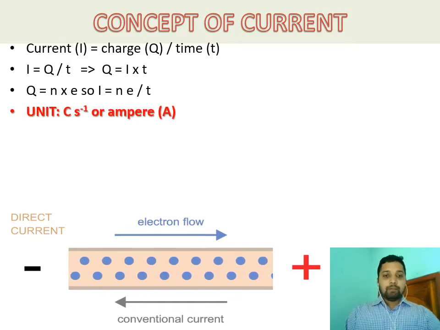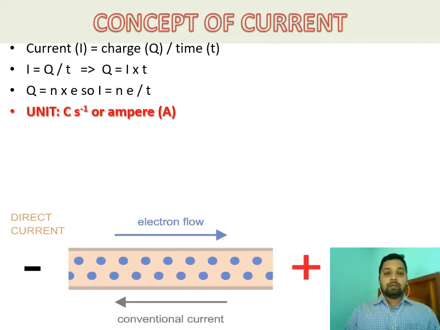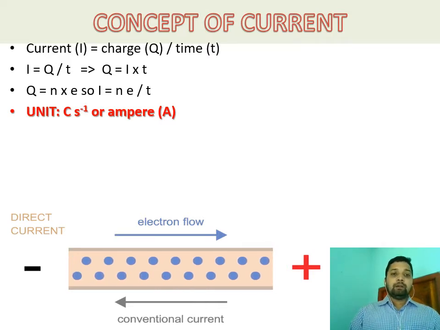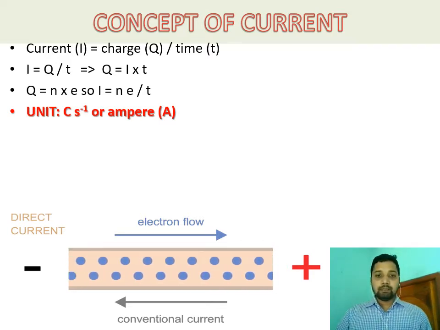If we come to the unit of current, in that I equal to Q by t, the unit is coulomb per second or ampere.